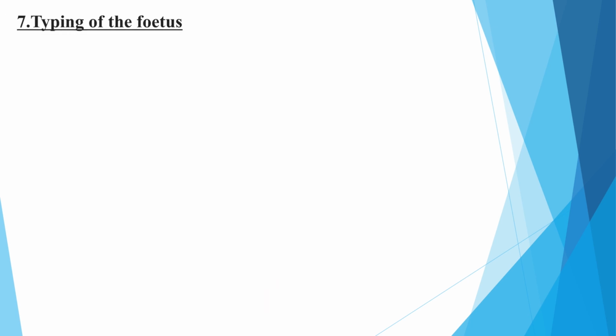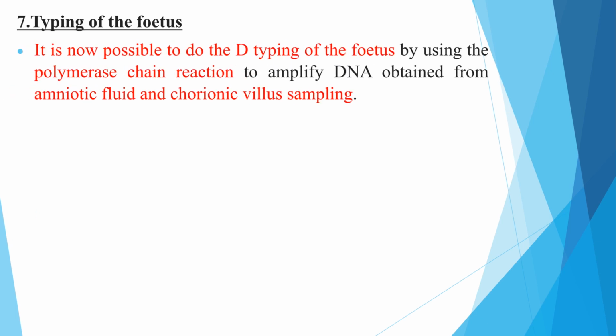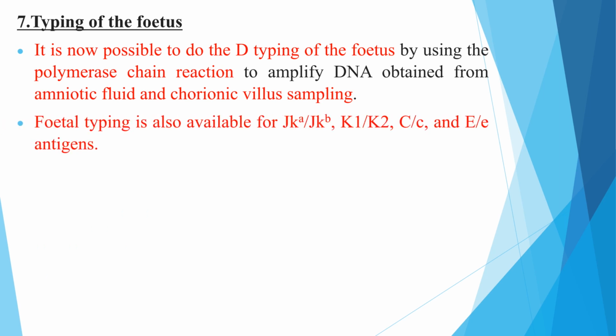7. Typing of the fetus. It is now possible to do the D-typing of the fetus by using the polymerase chain reaction to amplify DNA obtained from amniotic fluid and chorionic villus sampling. Fetal typing is also available for JKa, JKb, K1, K2, Cc, and Ee antigens.